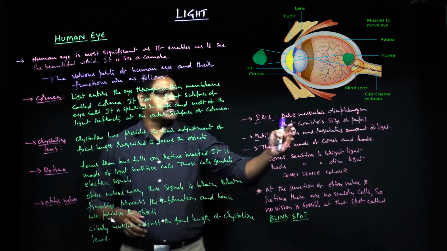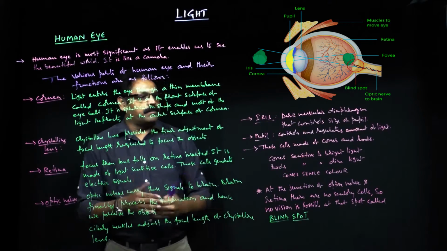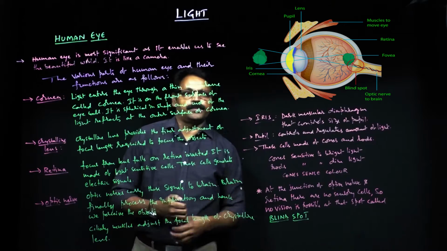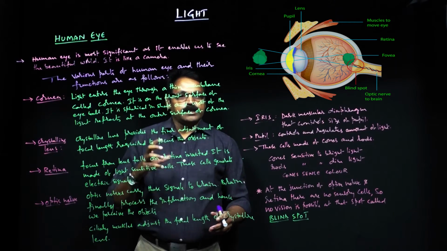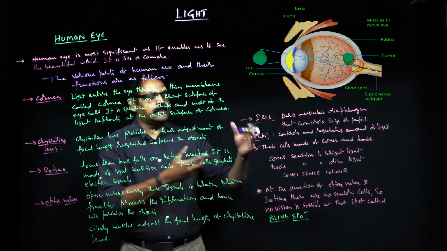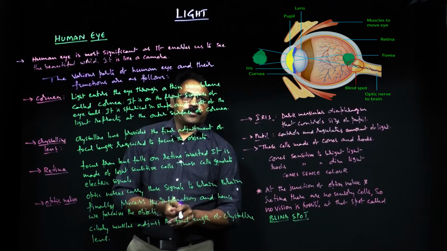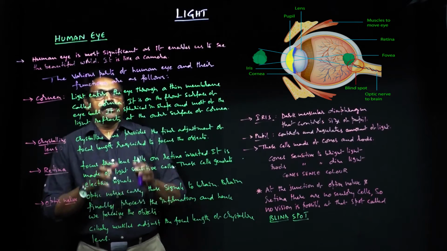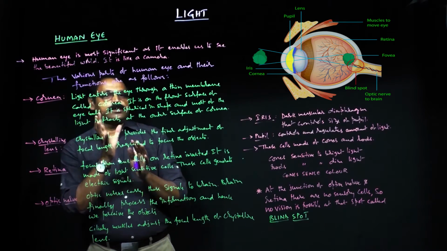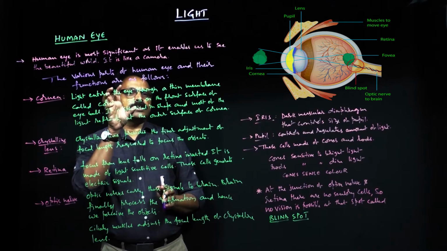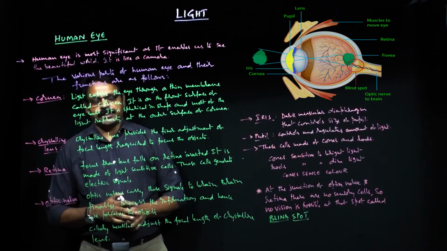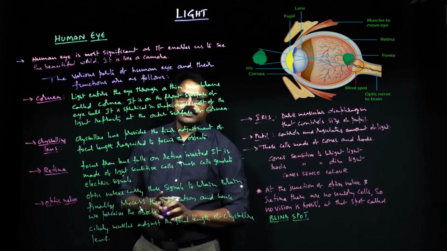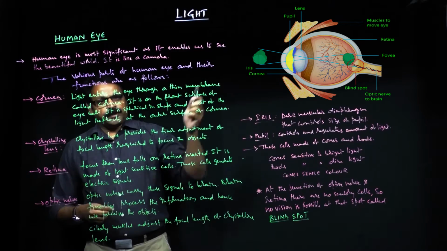It is a dark muscular diaphragm that controls the size of the pupil. When the size of the pupil is controlled, obviously the amount of light that enters also gets controlled. And you can see in the image, most of the portion of this human eye is shown in blue color, and two types of liquids are mentioned. One is aqueous fluid, the other one is vitreous fluid.